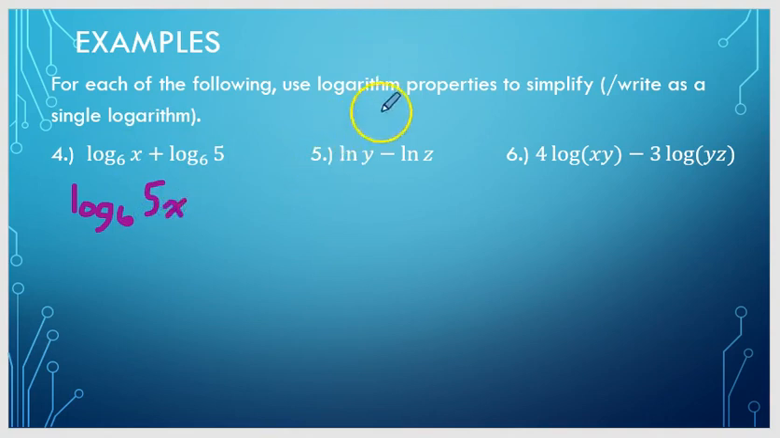Next, we have natural log of y minus natural log of z. Remember, these count as log base e. This is just the way we write that log base e. So whenever you have two different terms being subtracted, this is our quotient rule. So we actually write this as a single logarithm, so natural log in this case. And then the numerator is the first number, and the denominator is the number that's being subtracted. So a single log of y over z, not to be confused with natural log of y over natural log of z.